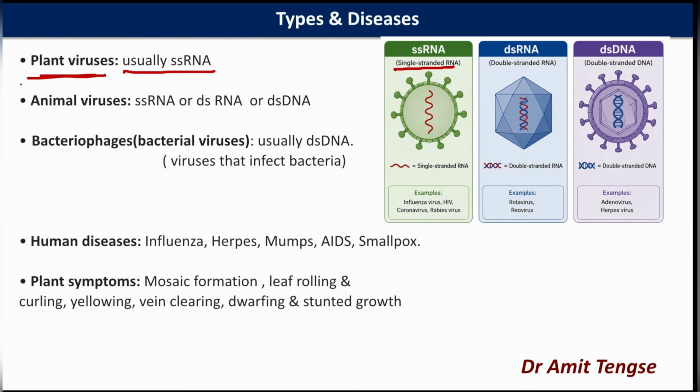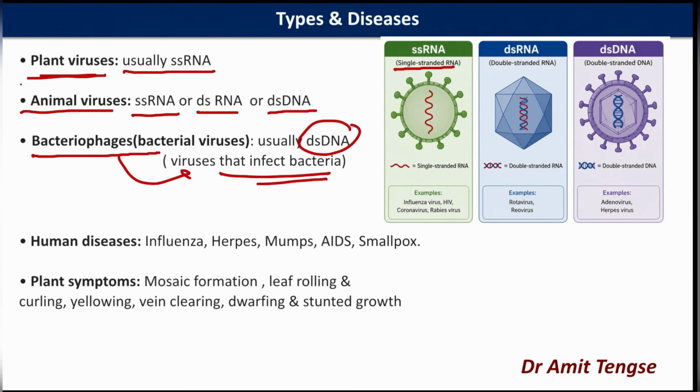Plant viruses are usually single-stranded RNA viruses. Animal viruses are ssRNA, double-stranded RNA or double-stranded DNA. Then bacteriophages, that is the bacterial viruses, are usually double-stranded DNA. Bacteriophages are the viruses that infect bacteria. You can see the images of ssRNA, dsRNA and dsDNA. These are the structures. Now human diseases caused by viruses are influenza, herpes, mumps, AIDS and smallpox.